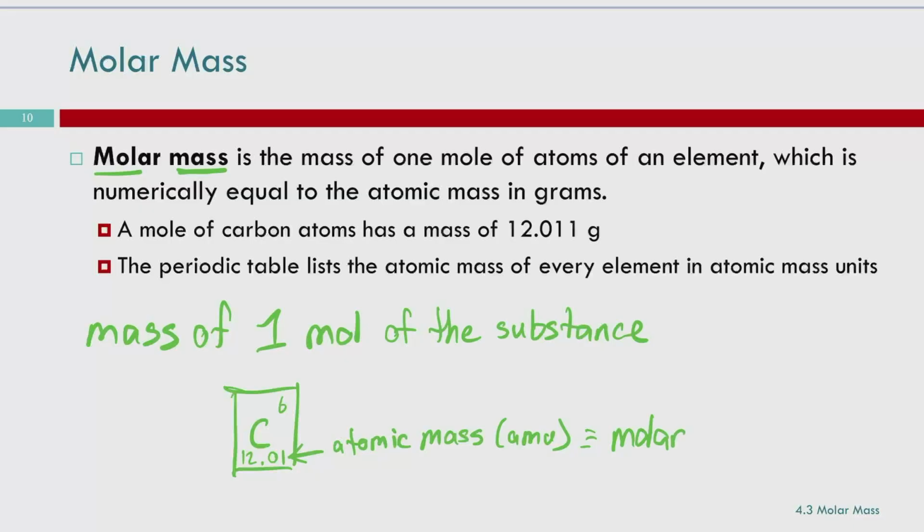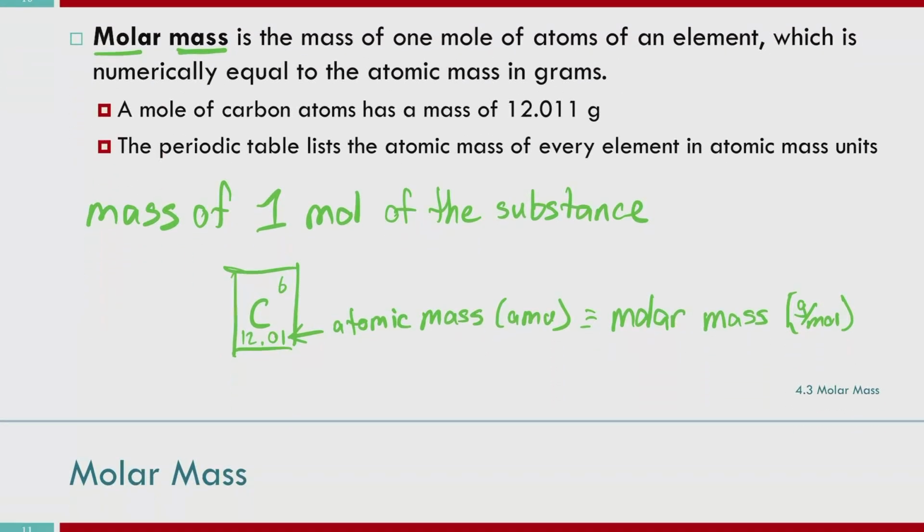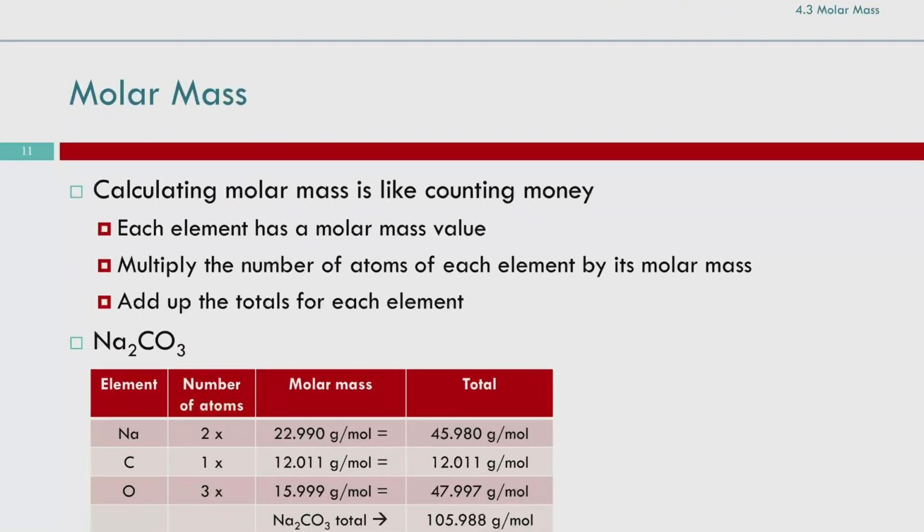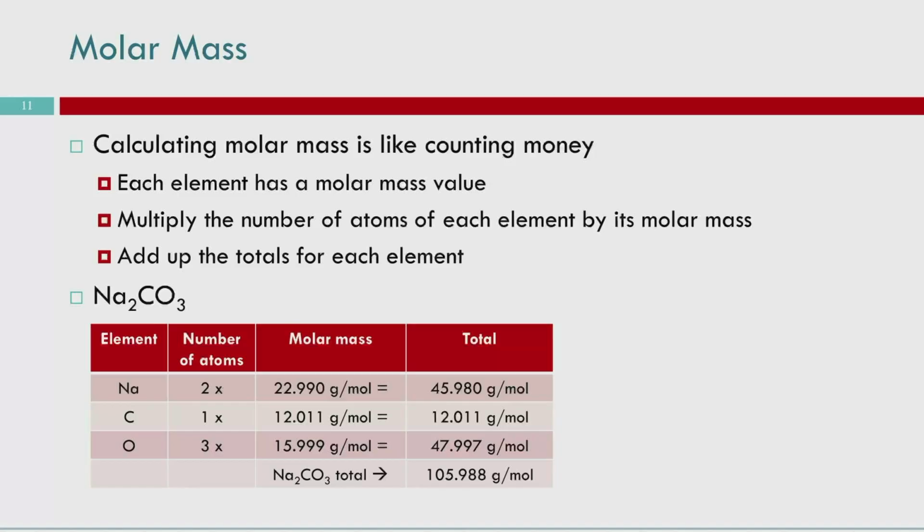So if we've got 1 mole of carbon atoms, that's the number of grams that's in 1 mole. Super cool, very helpful. We can find them all on our periodic table. You never have to have your molar masses memorized. That doesn't mean that it won't help. Some of them you will inadvertently memorize, but I'm not going to force you to have them memorized because it's a waste of time. If we're calculating molar mass, it's kind of like counting up cash.